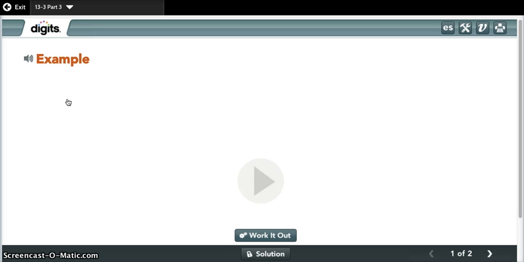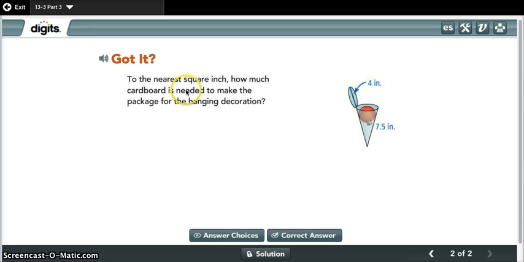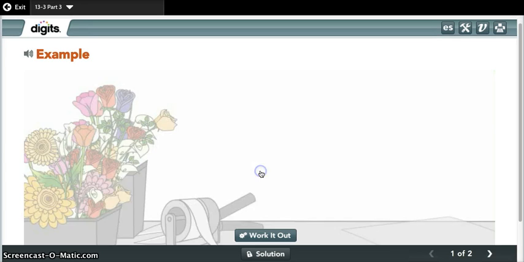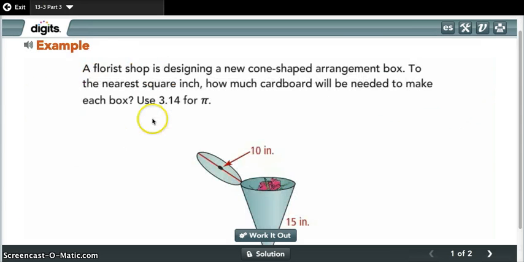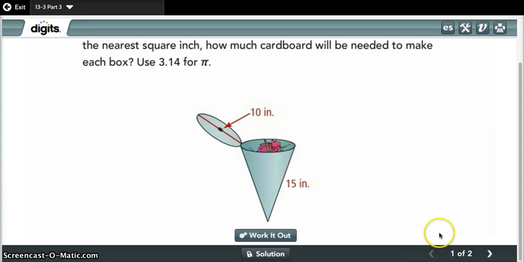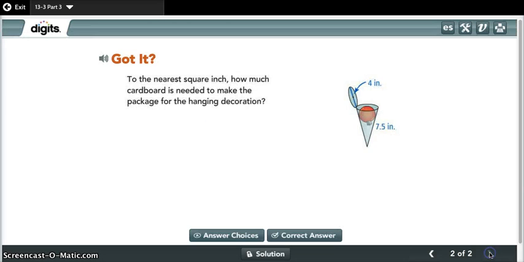I'm hoping this is the one where they don't give you the slant height. Let's check. Let me go back to this one. Okay, so I just went through and checked. They actually don't have one where you don't have the slant height, which is great because that's the part that's really tricky. You have to use Pythagorean theorem for it. So on all of these, they're giving you the slant height.